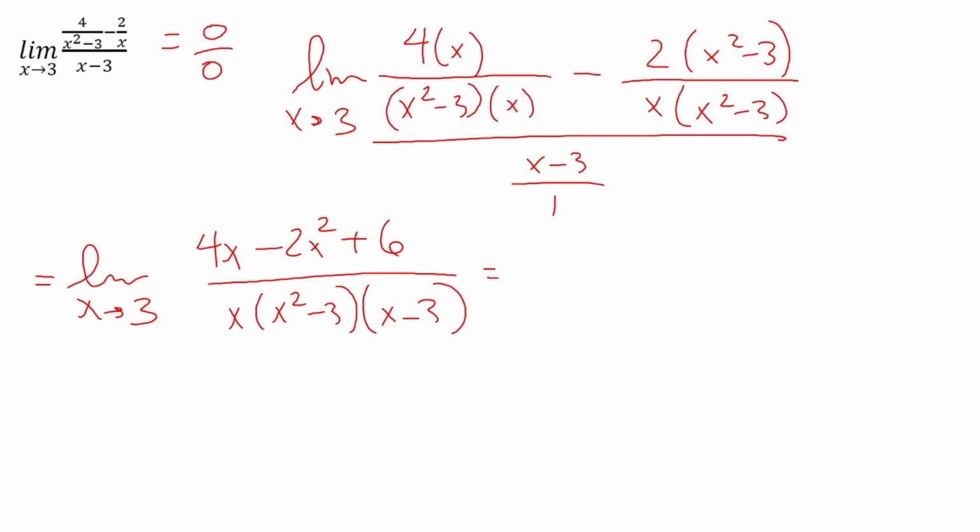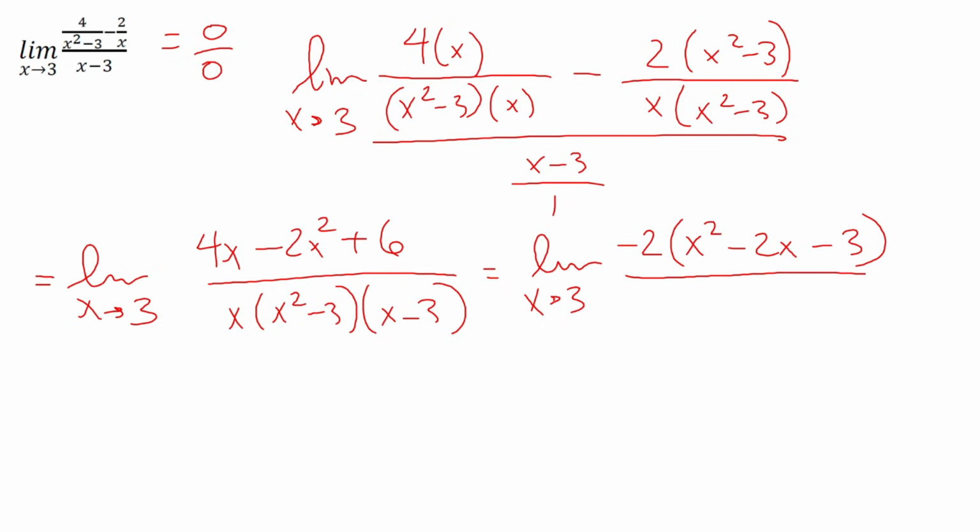And now we will simplify out that numerator. This time, I think we will take out the negative from the whole thing. So it's a limit as x approaches 3. And we're going to take out a negative 2 in the numerator, leaving us with a positive x squared. And then if we take a negative 2 out of positive 4x, that'll be minus 2x. And a negative 2 out of positive 6 will be minus 3, all over x times x squared minus 3 times x minus 3.